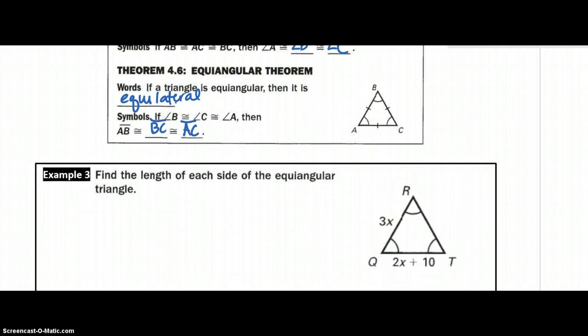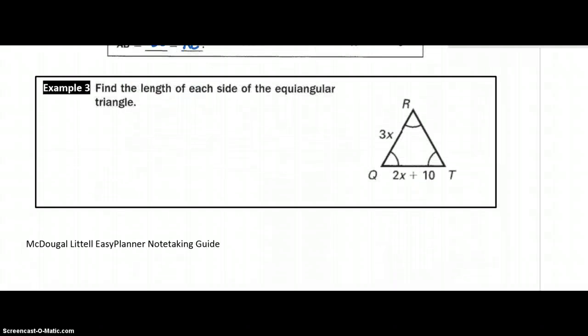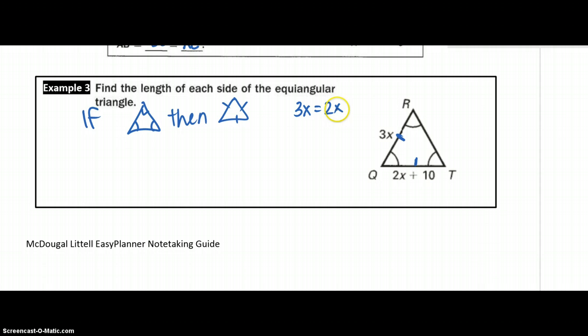So, find the length of each side of the equiangular triangle. But they give us sides. Well, because it's equiangular, we know it is also equilateral. So if, check it out, equiangular, then equilateral. So that means these sides are congruent or equal. So we shall set them equal.